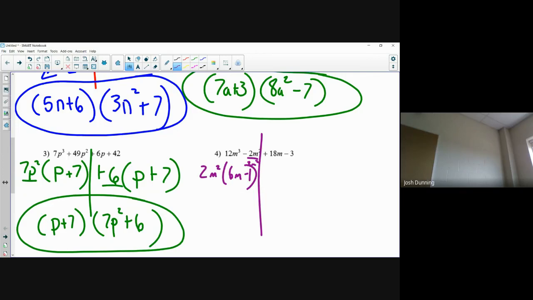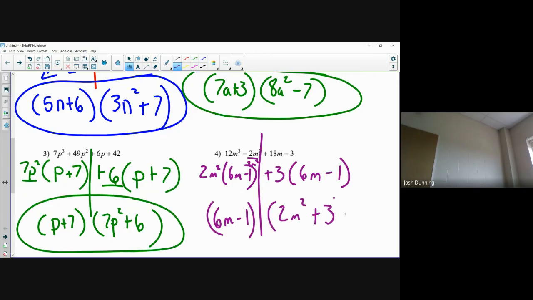The right side, I can divide by 3. 3 divided by 3 is 1. There's no variable there, so I do need the 1 again. 6m minus 1 gets pulled out. And you got 2m squared plus 3 left.